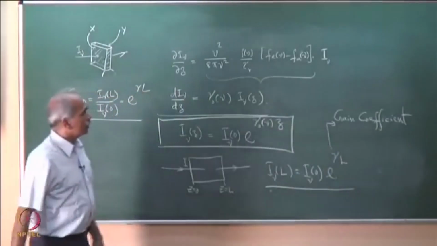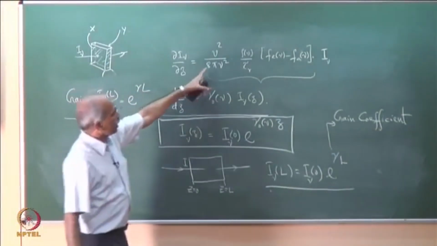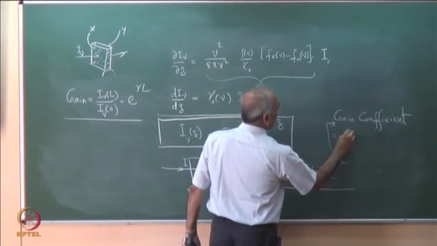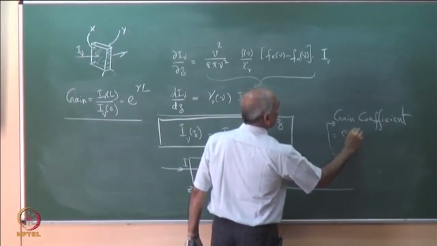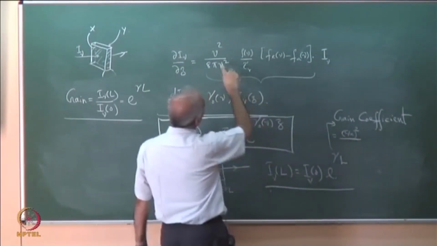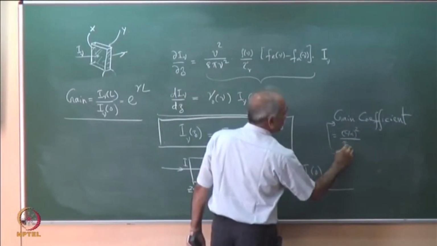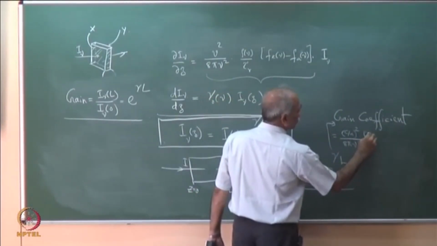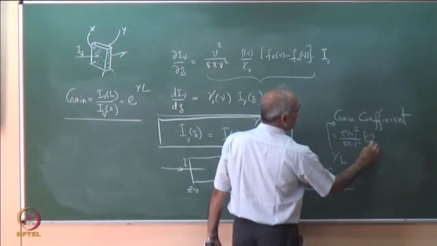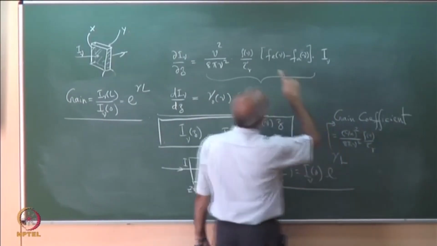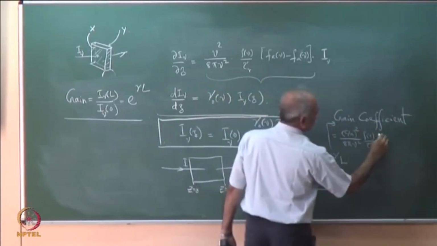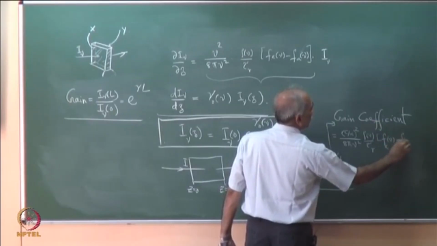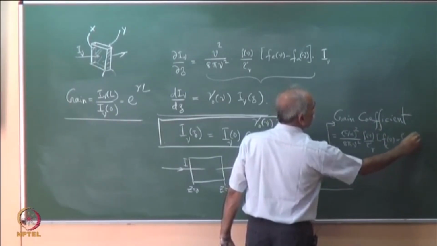Gain coefficient. So, what is the gain coefficient? Gain coefficient gamma is equal to c by n, let me write it as c by n, just because otherwise sometimes nu and v may get confused. So, 8 pi mu square into rho of mu, density of states, divided by tau r into F e of mu minus F a of mu.